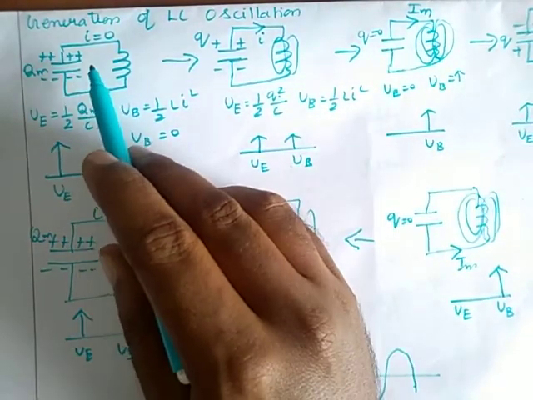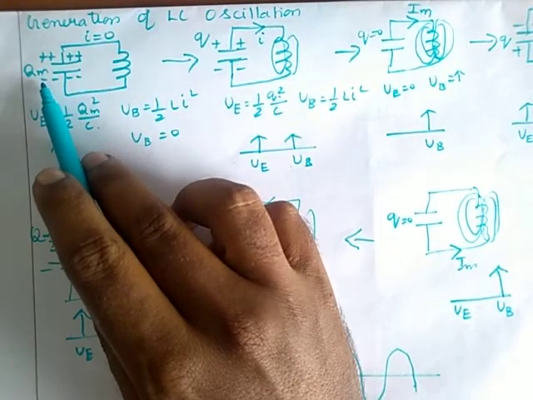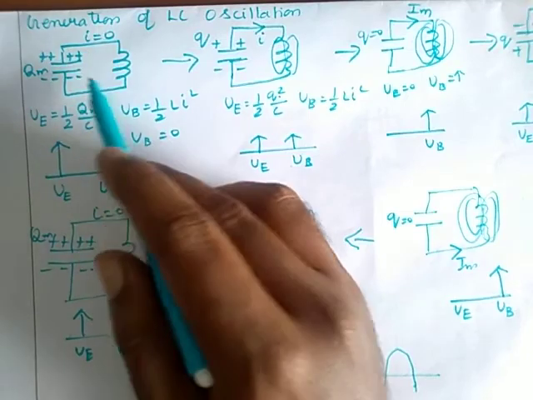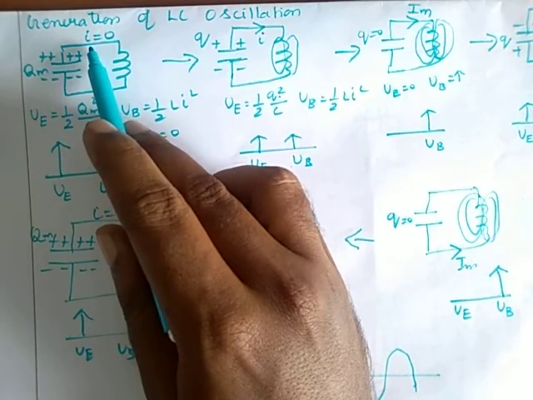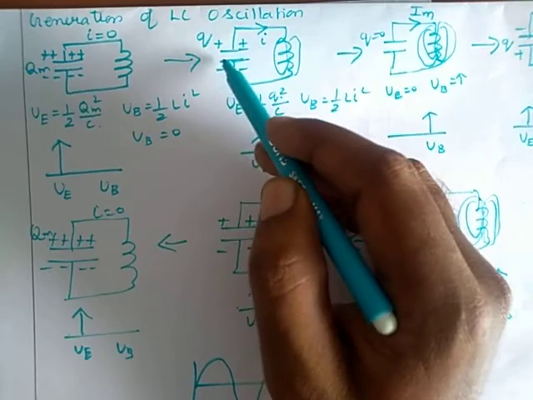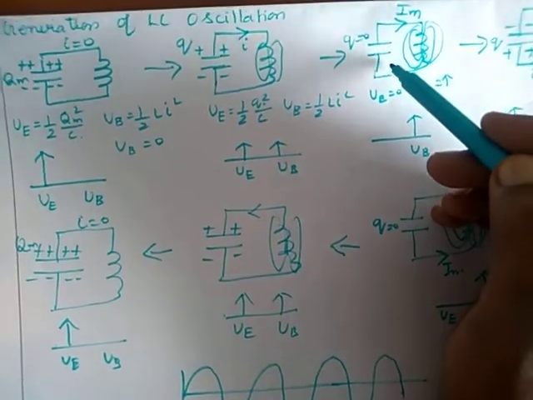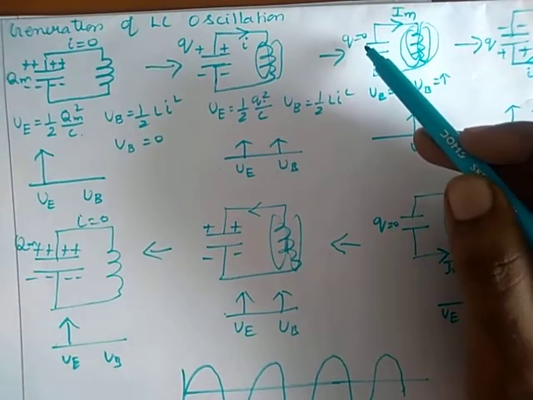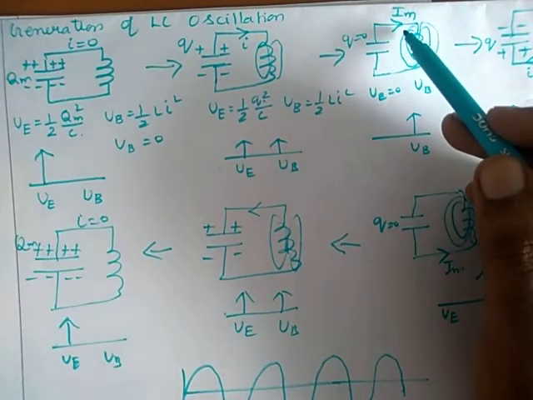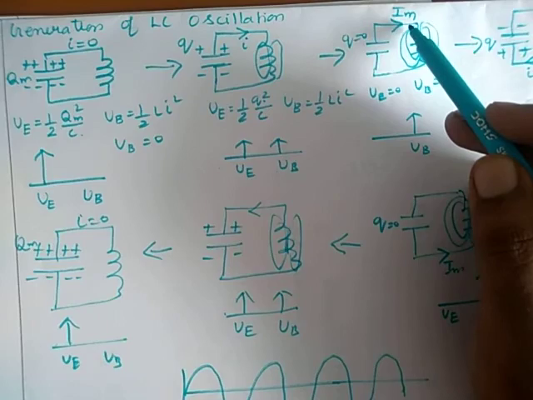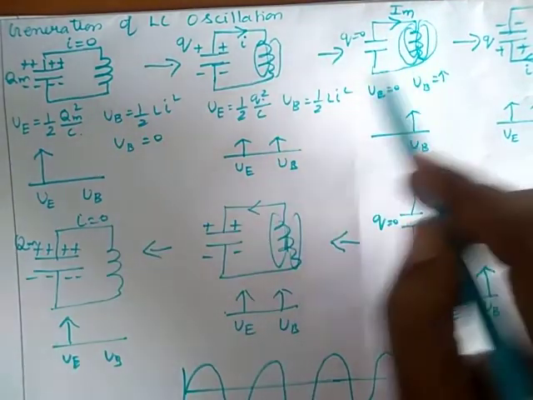In the first case, the charge in the capacitor is maximum, the current flowing in the circuit will be 0. In the second case, the charge will be Q and the current flowing in the circuit is I. In the third case, the charge on the capacitor will be 0 and the current in the circuit will be maximum. We are considering these 3 cases alone.